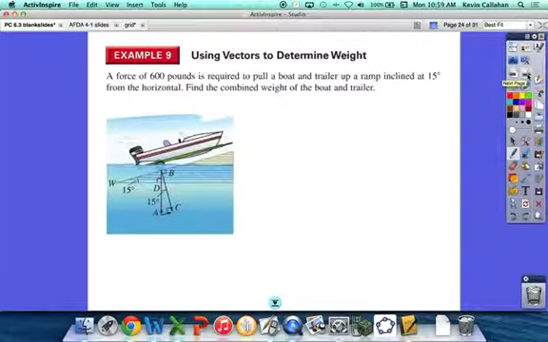This kind of question gets asked over and over again in this section and in the next section too, where you've got something on a ramp and there's the weight that's pulling it straight down, and they're going to ask you something about what force is necessary to keep it from rolling backwards, or they're going to tell you the force and ask you the weight, something like that. So we're going to see this a lot.